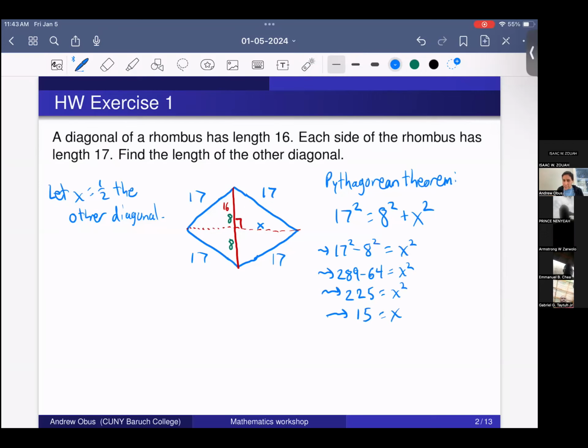Oh, sorry, Ed. It looks like you got disconnected. So we just solved the equation, and we get that x is equal to 15. And if x is equal to 15, what is the answer to the question? What's the length of the diagonal here?